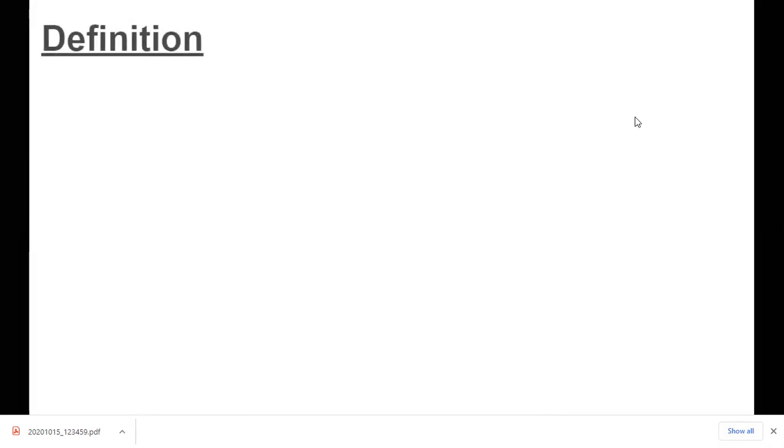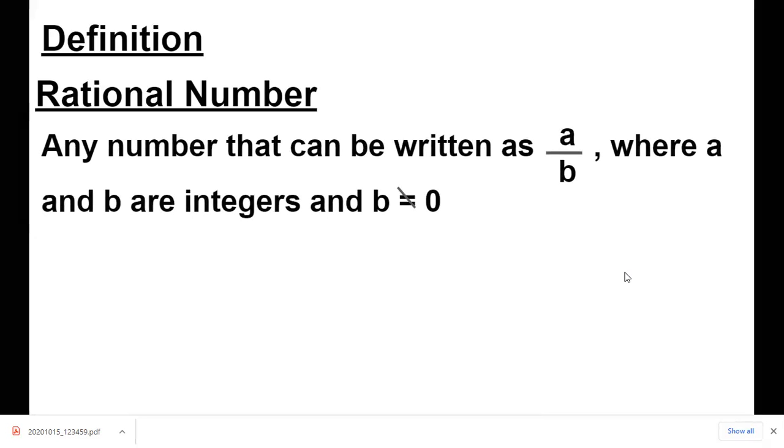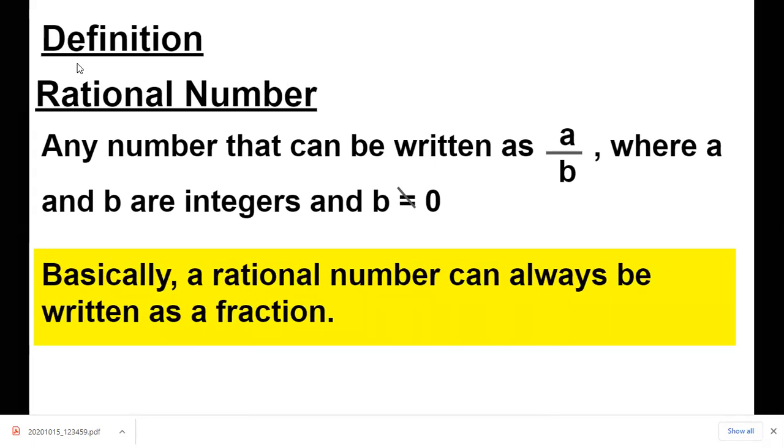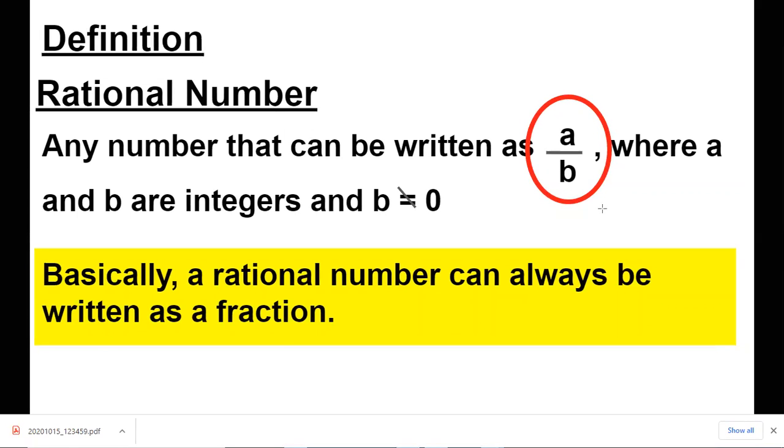Let's move on. Let's do a definition. A rational number. What is a rational number? It's any number that can be written as A over B, where A and B are integers and B is not equal to 0. That's a long way of saying that basically a rational number can always be written as a fraction. Don't let the A and the B fool you or get you confused. This A or B just means a fraction. And B can never, never, never be equal to 0.